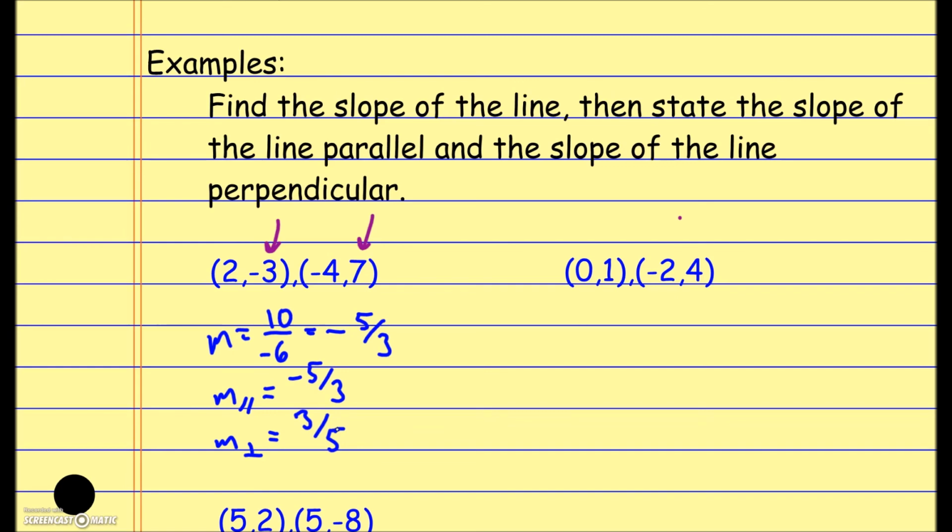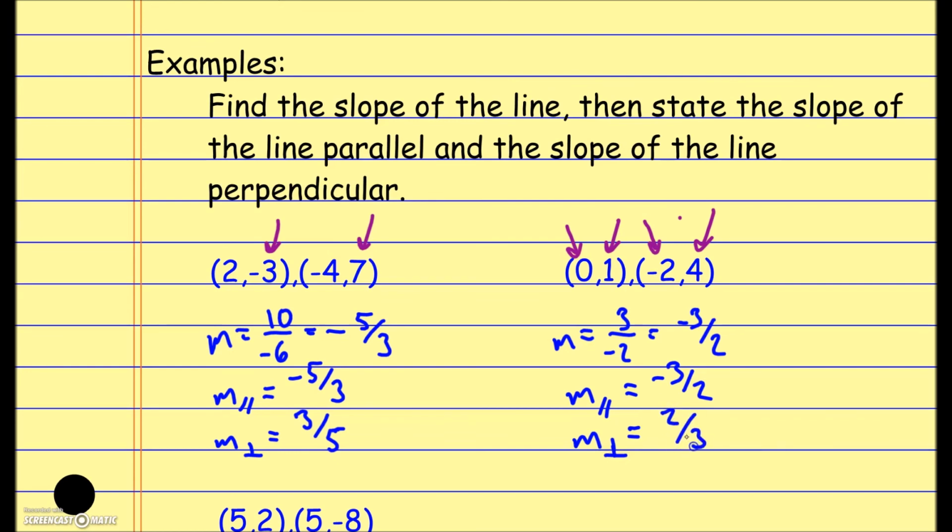If I look at the next one, again, I'm just going to do the change in y over change in x. So once again, my y value here was a 1, now it's a 4, it's gone up 3. My x value was a 0, now it's a negative 2, it's gone down 2. So that's a negative 3/2 for my slope. So now I just need to identify the slope of the line that's parallel. Parallel lines have the same slope, so that's also going to be a negative 3/2. And then the slope of the line that's perpendicular. Again, that's the opposite reciprocal, so I change the sign, so I make it positive, and I flip it. So that's a positive 2/3.